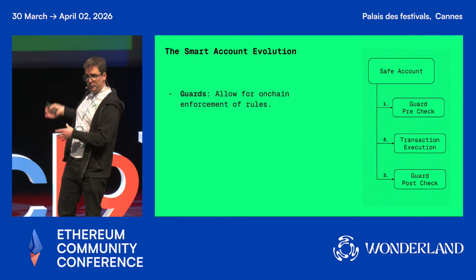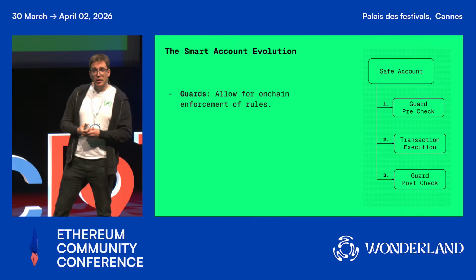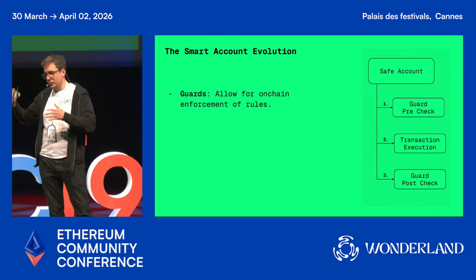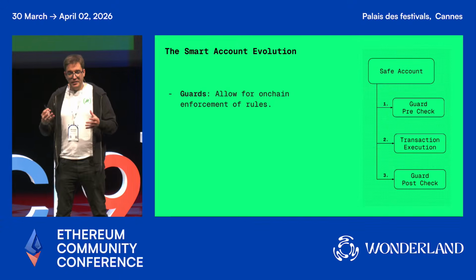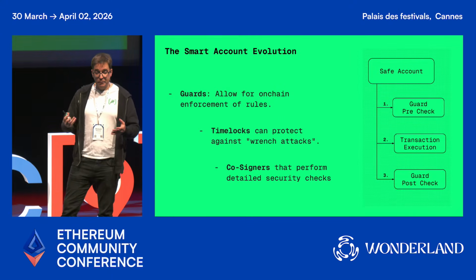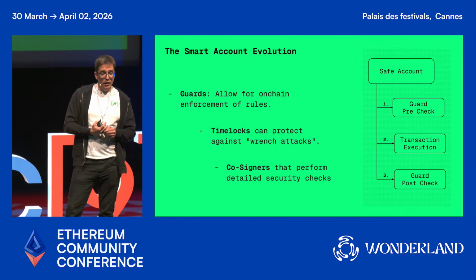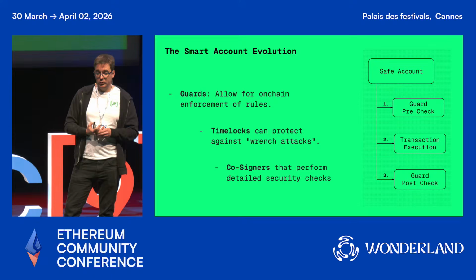And this is not only specific to Safe accounts. This is actually present in most smart account standards, where it's called hooks or modules and some others. But this is a very universal tool, and it allows us to do nice stuff like time locks or cosigners. And these are really useful, but not commonly used so far because they're hard to use, right?